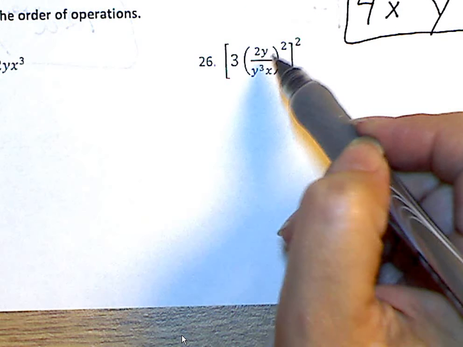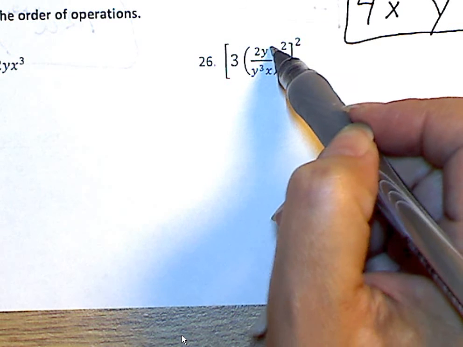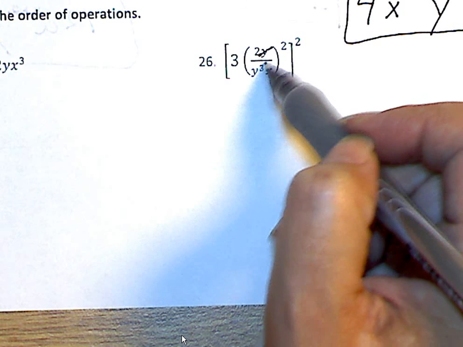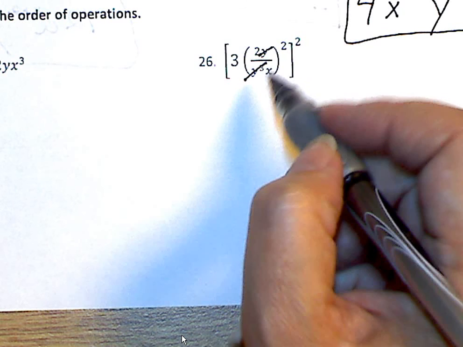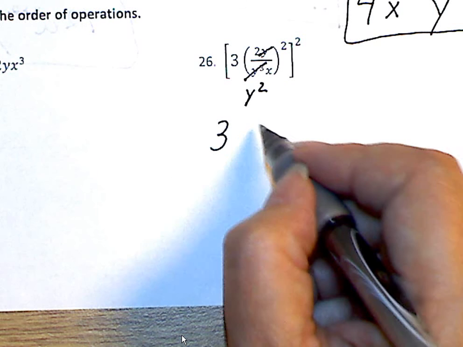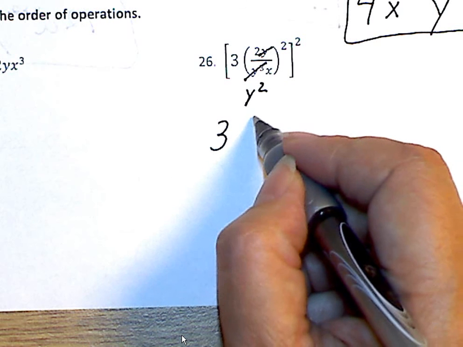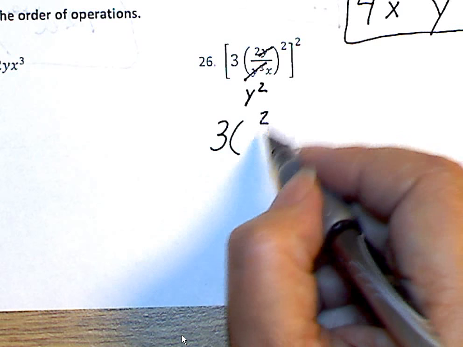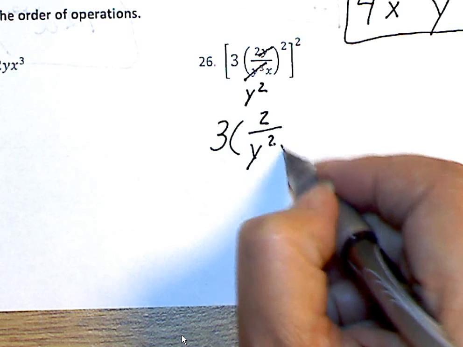So I'm going to take away 1 y there. And if I take away 1 y here, how many are left? 2. Do you see that? So I got 2. So I'm going to rewrite that so you guys can see it clearly. So we have 3 and then we have 2 over y squared x, all squared, squared.